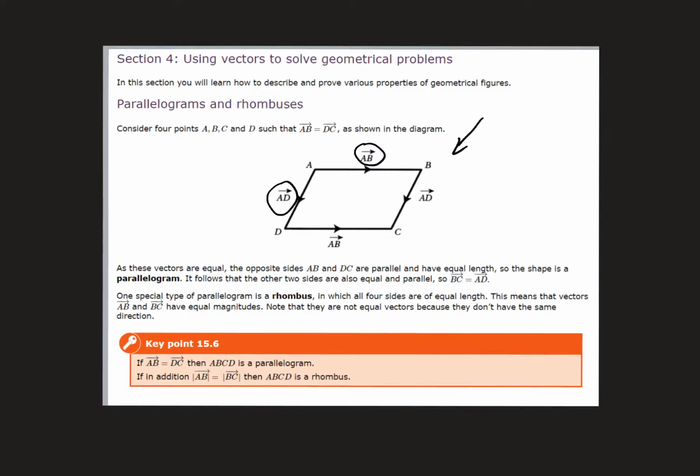As you can see here, if AB and DC are equal to each other, it's a parallelogram, but if AB and AD, or as you can see here, BC, are equal, therefore you've got a rhombus.